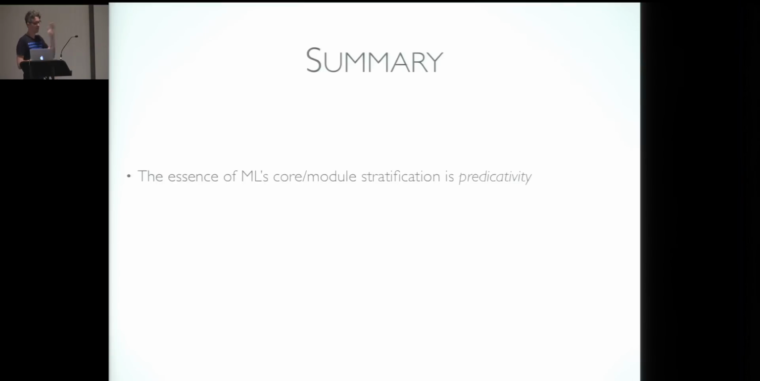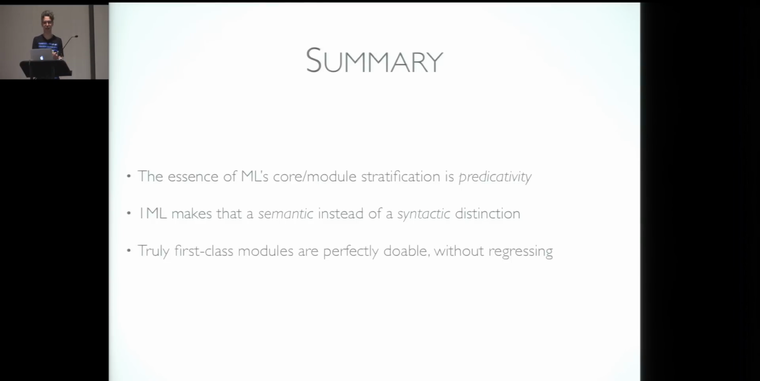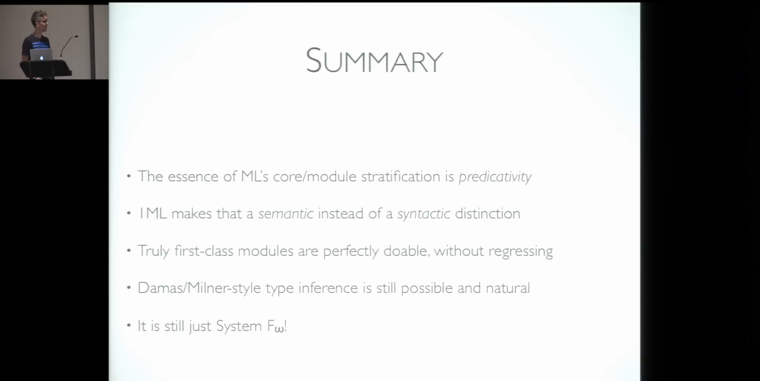So, to sum up. Really, the essence of this whole module-core level separation is just predicativity. And we can make that a semantic instead of a syntactic distinction. And that's the core idea here. And then you really have an actual language with truly first-class modules and without losing anything, in particular not type inference as you know it. And also, this may now look like a dependently typed language, but really it's all still just System F omega. So it still has the simplicity semantically of F omega. And you do not need any dependently typed theory at all.